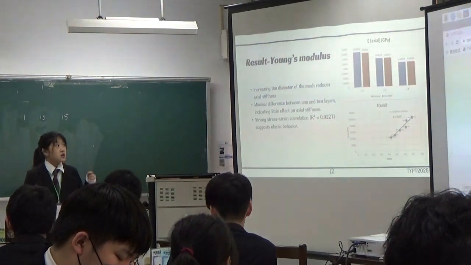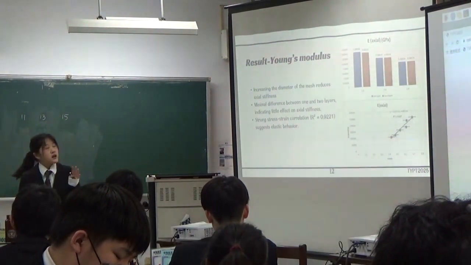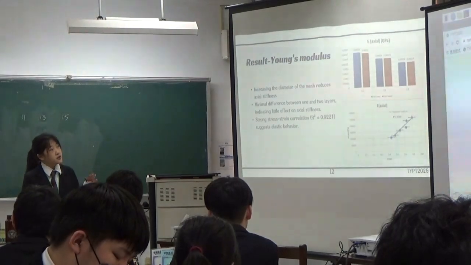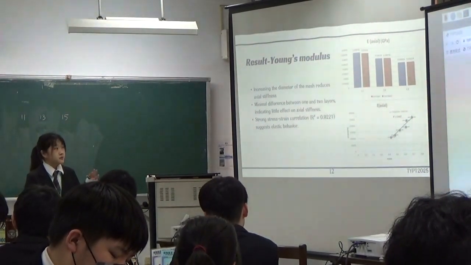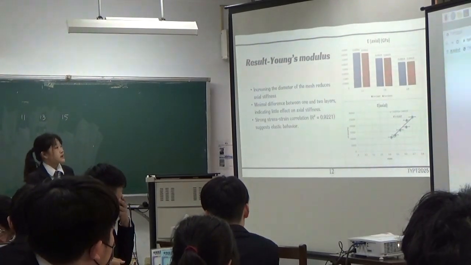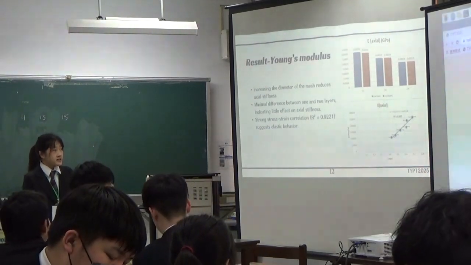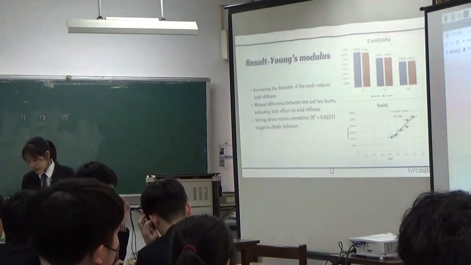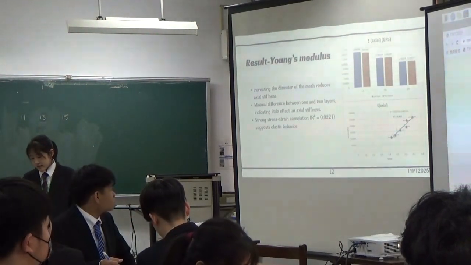However, the material of all the mesh is the same. So that's why the differences between them are small. And by looking at the chart below it, you can see that the stress and the strain relationship is linear. So I would say that the material behaves elastically in this range.